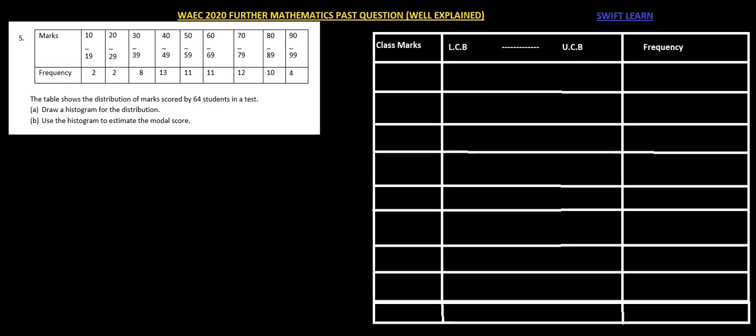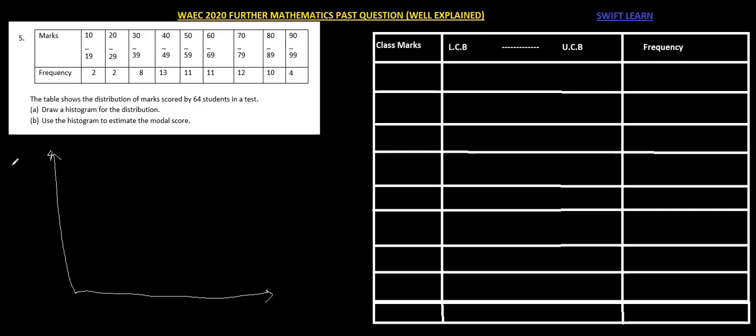Alright, so we'll be solving question 5 now. Question 5 says the table shows the distribution of marks scored by 64 students. That means the total number of students in this class is 64 in a test. Draw a histogram for the distribution, then use the histogram to determine the modal score. A histogram is just like a chart. Don't mind my drawing, I'm still going to draw the main chart on a graph.